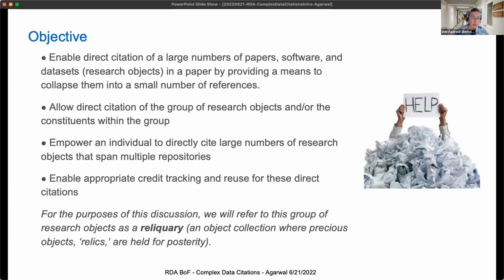So we want to, and that's the key, we want to enable that appropriate credit tracking of that direct citation that occurred. And one of the challenges in talking about any of this is the fact that there's a lot of collection mechanisms out there right now that have been proposed. And so we wanted to come up with a unique name to be referring to this collapsible reference container that we're talking about. So we came up with the word reliquary.